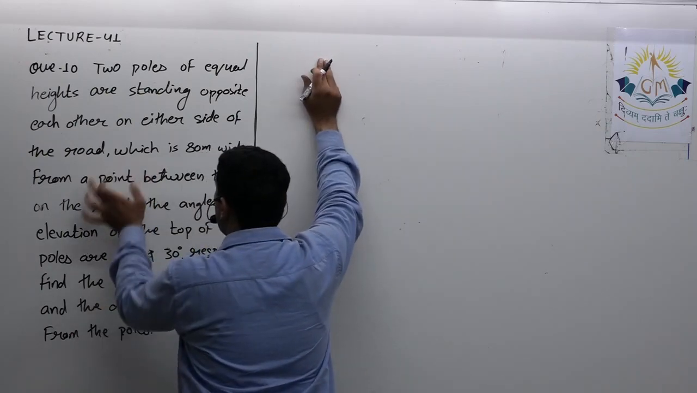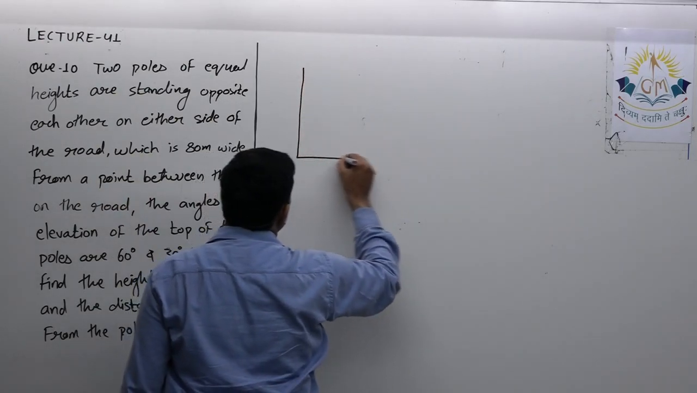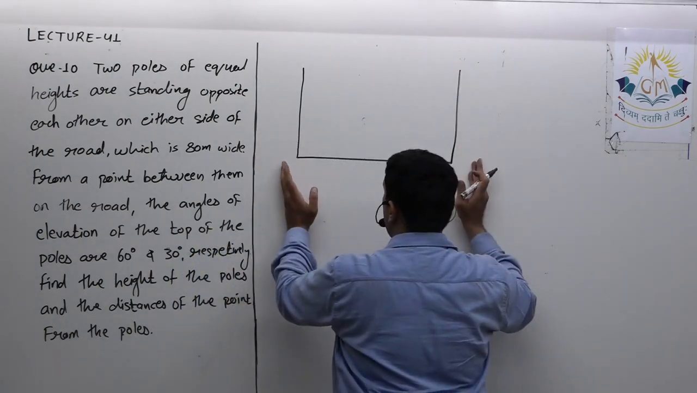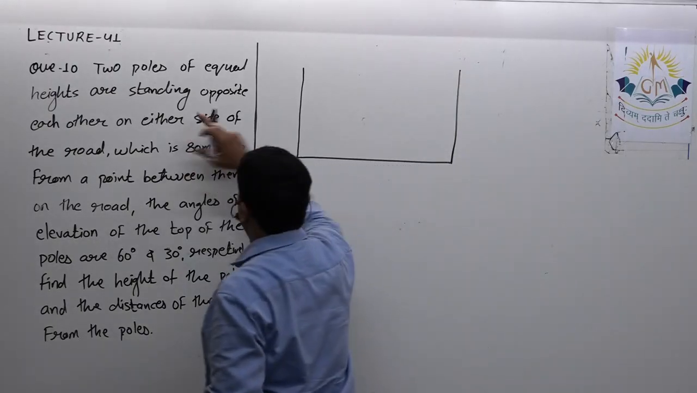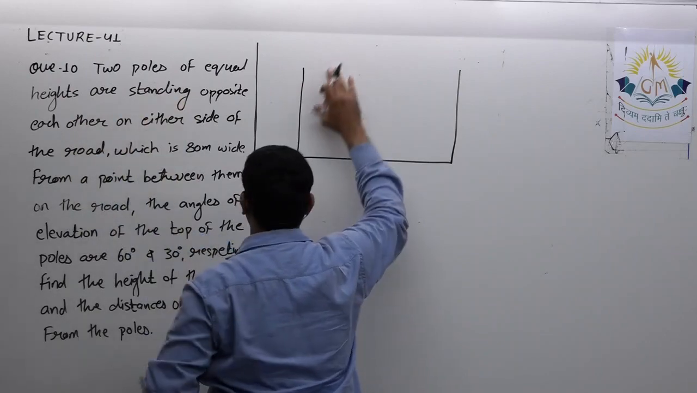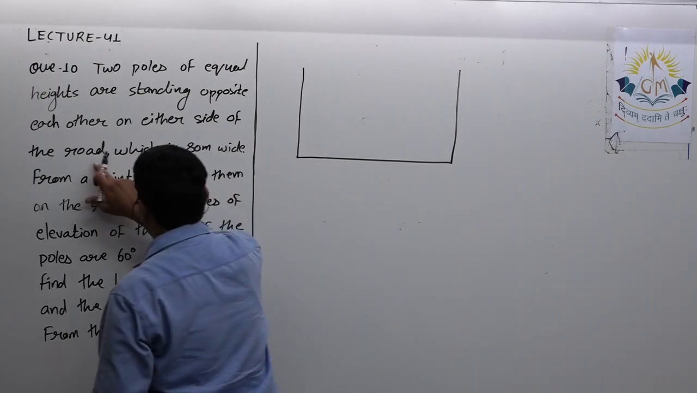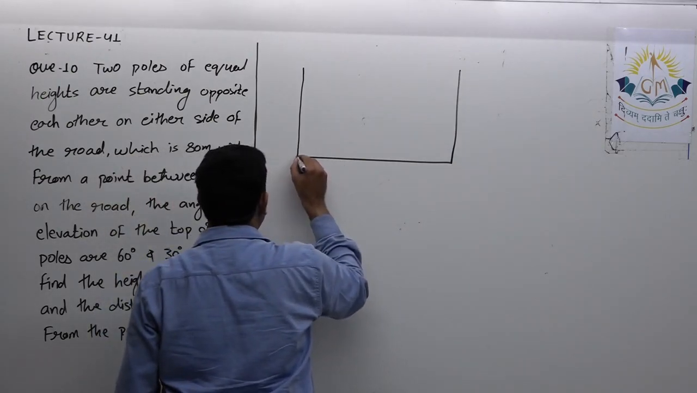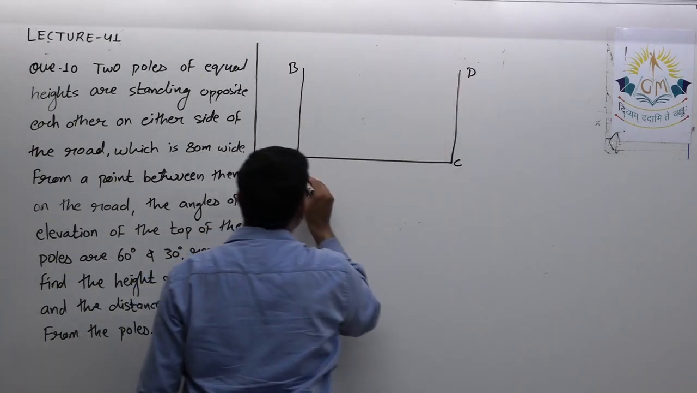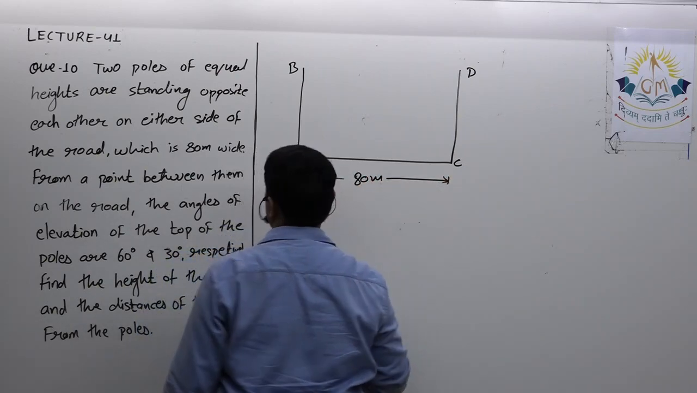So just by reading, I can draw the diagram something like this. Two poles on either side of the road. One thing more, it is given the heights of the poles are equal, that means these two poles have equal height. Further it is given the road is 80 meter wide, that means if I say the poles are AB and CD, then the distance between A and C is 80 meter.